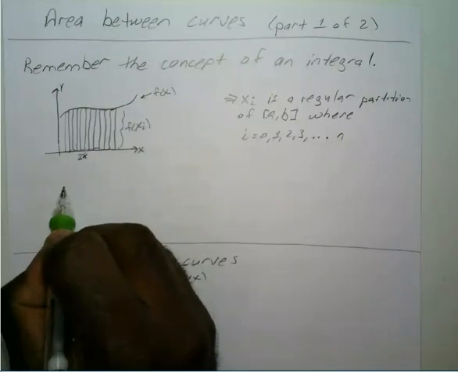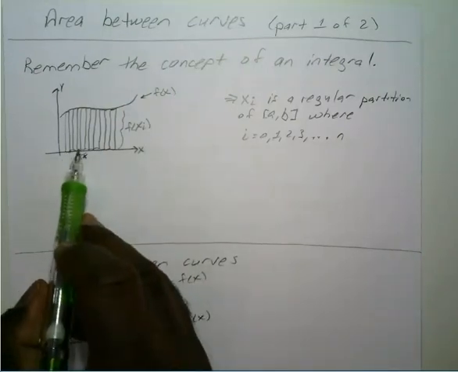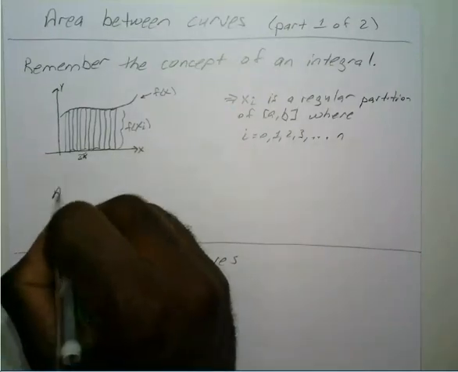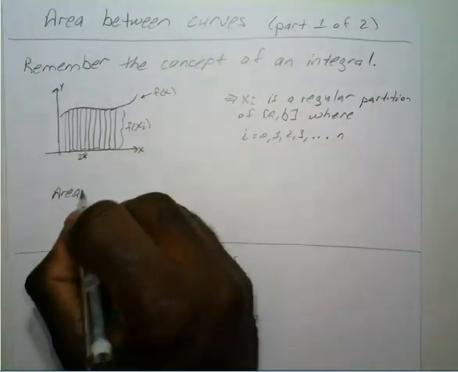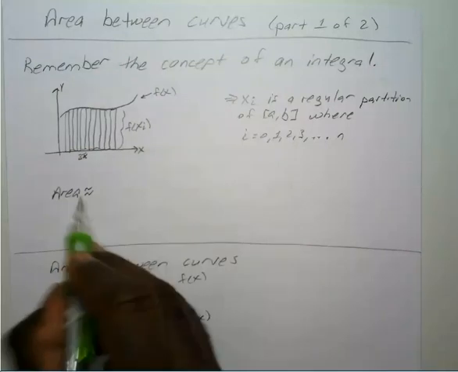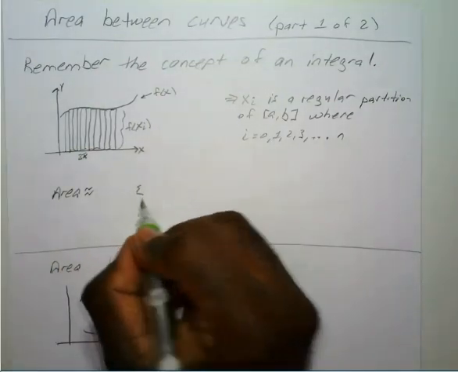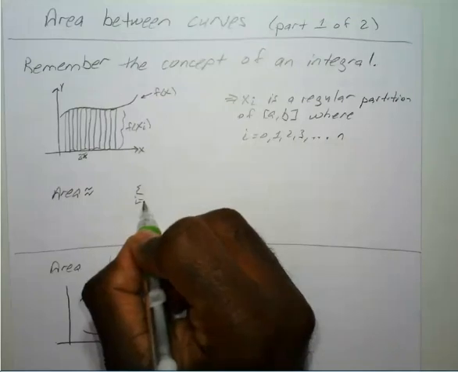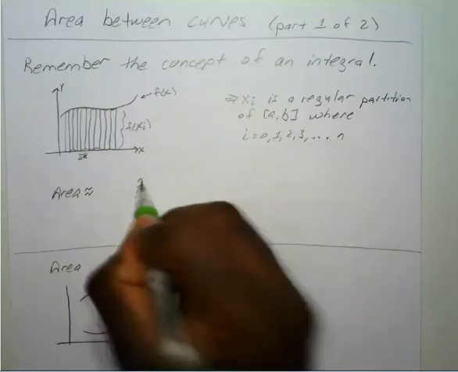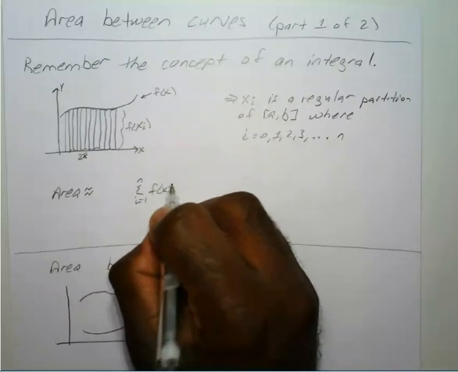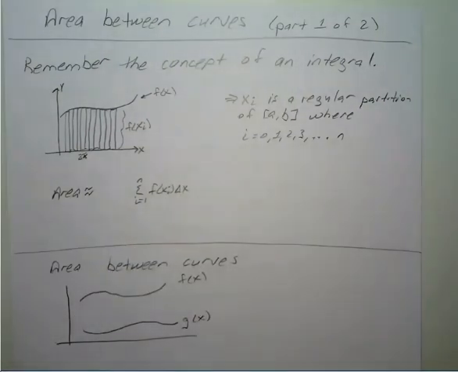So we know that if we add all of those rectangles up, our area is going to be approximately equal to the sum from i equals 0 or i equals 1 to n of f of x sub i delta x.